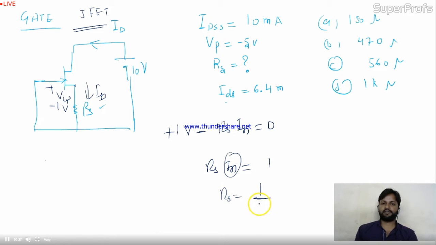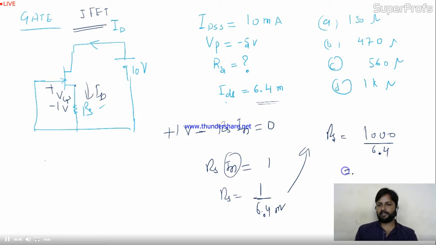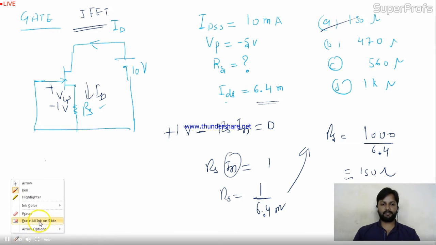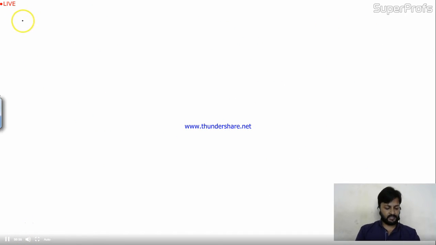ID is this 6.4 milli. Okay, so RS will be 1 divided by 6.4 milli. So when you divide, it will be nearly 150 ohm. Option A is correct.